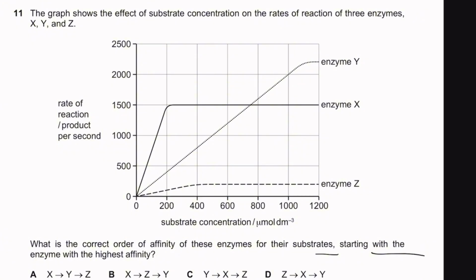So the higher the Km value, the higher the substrate concentration at which we reach half the Vmax. So we're going to have a lower affinity in that case. As you can see here, the lowest Km is going to be for enzyme X.